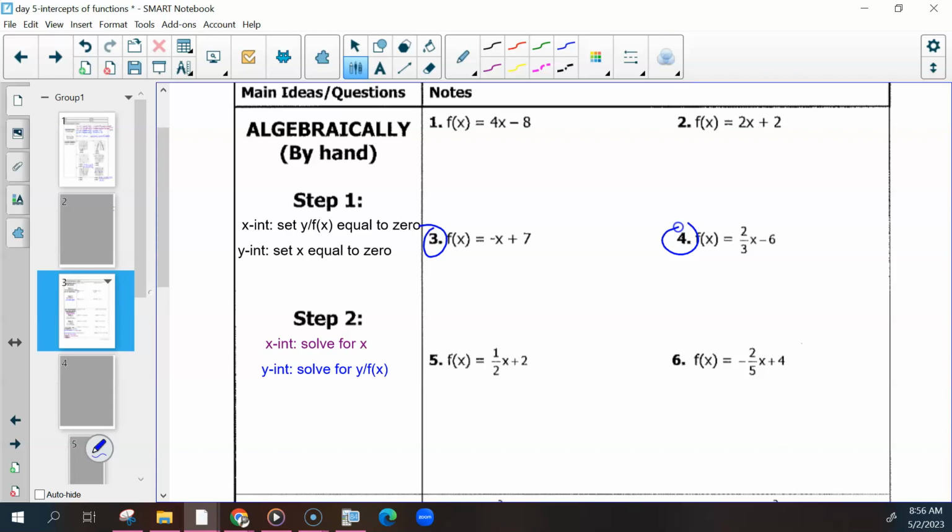Let's say I'm doing the y-intercept first. Because the x value has to be 0, I'm going to change this f of x to y. And wherever I see x, I'm going to replace it with 0. So your y-intercept would have the value 7, but how would I write that as an ordered pair? 0, 7.